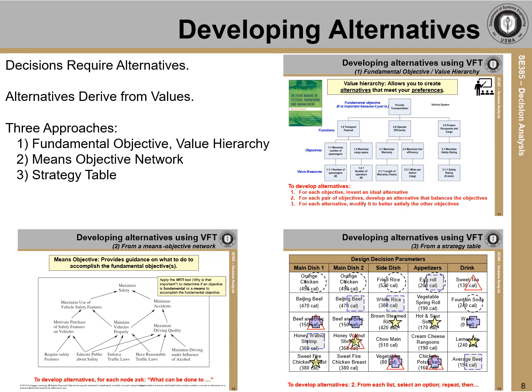The third is a strategy table. The strategy table is similar to Zwicky's morphological box that we teach in SE301, but it's where you look at your different design decision parameters and you pick one item from each column. Again, it's called a strategy table for this class.